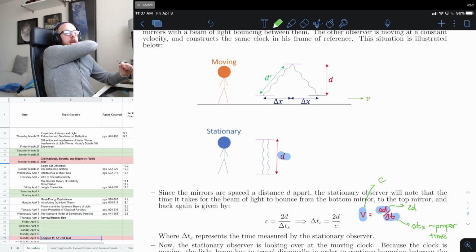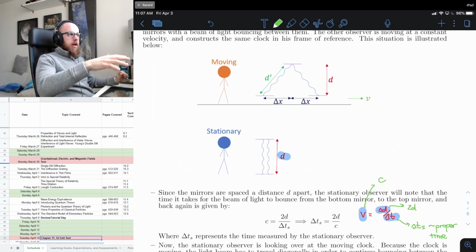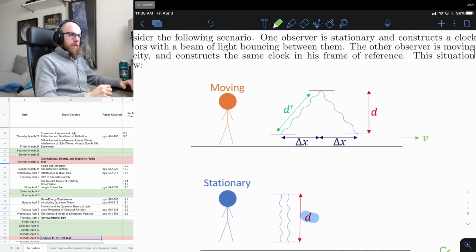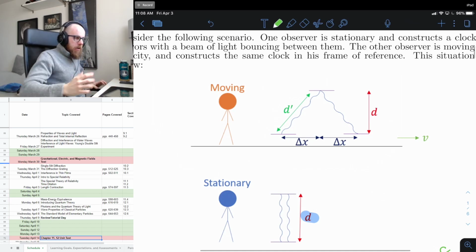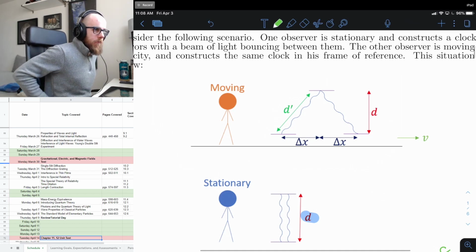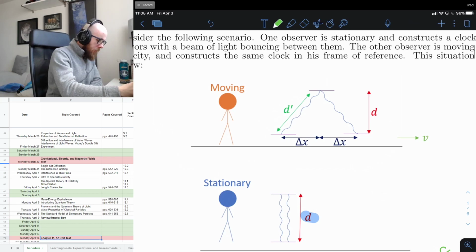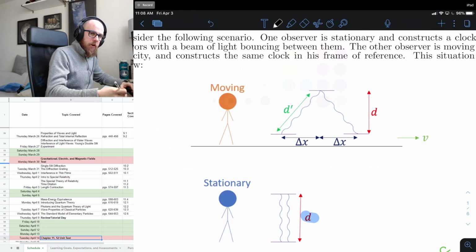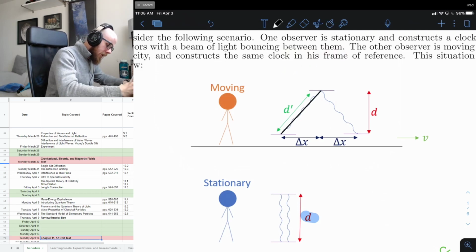Okay, so I think we got this far yesterday, and then we drew the picture of what it would look like for the moving observer, but we didn't really do much with it. But now we can dig in a little bit more. That's the goal for today, anyways. See how far we get with it. Essentially, I'm going to use the Pythagorean theorem to figure out how far the light beam will have to travel in the moving observer's reference frame. The triangle that I'm considering here is this triangle right here.